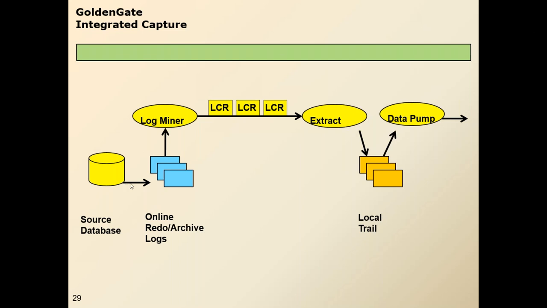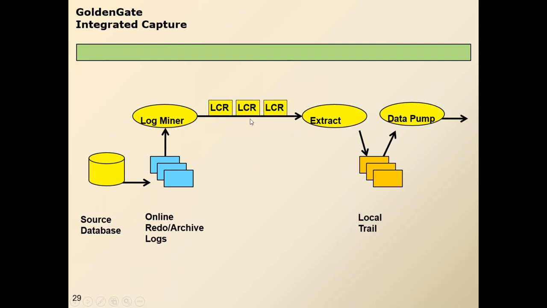What happens in integrated capture is you have the source database. Whatever changes are happening, those changes are getting written to your redo logs or archive logs. When you create an integrated capture, a parallel log miner database gets created at the database level. You will see that a log miner build will happen. This log miner database will be a copy of your online redo and archive logs.